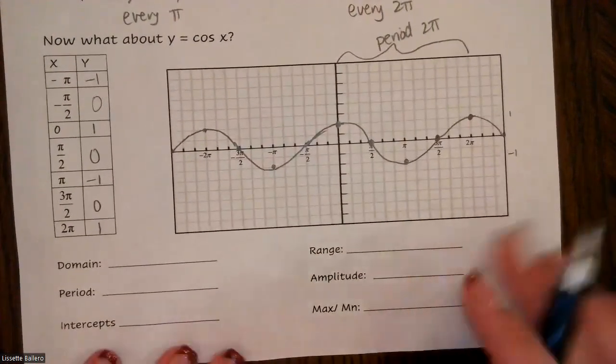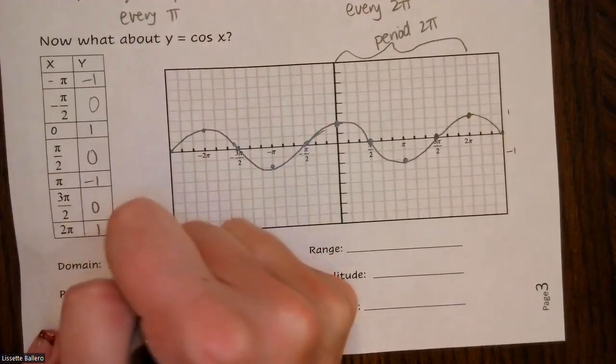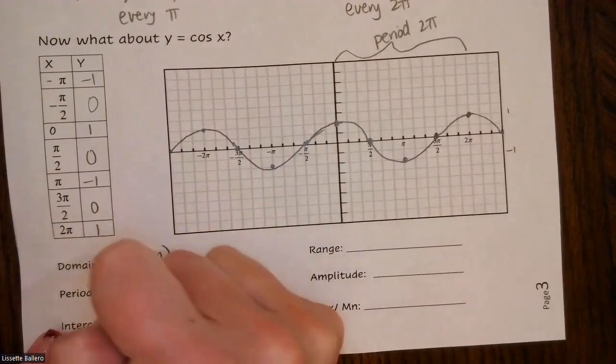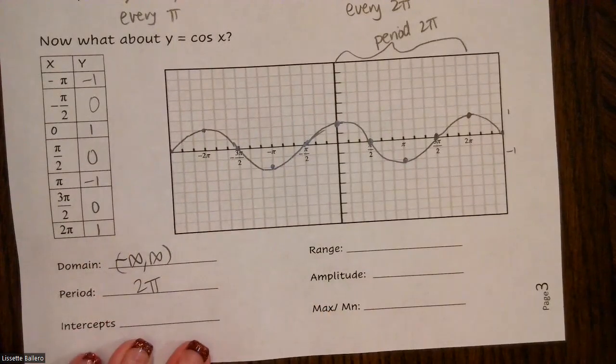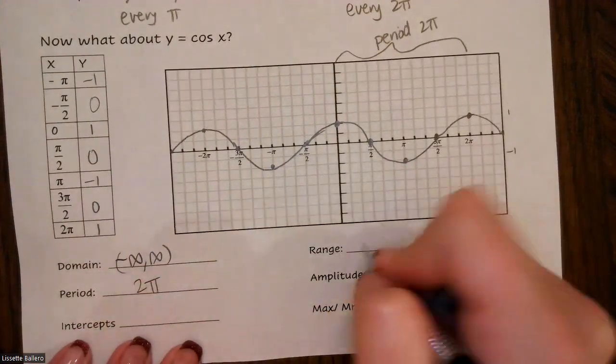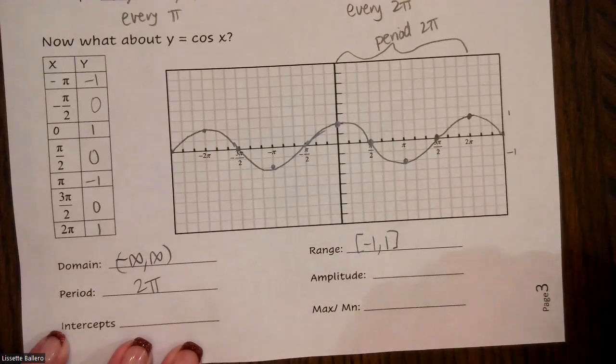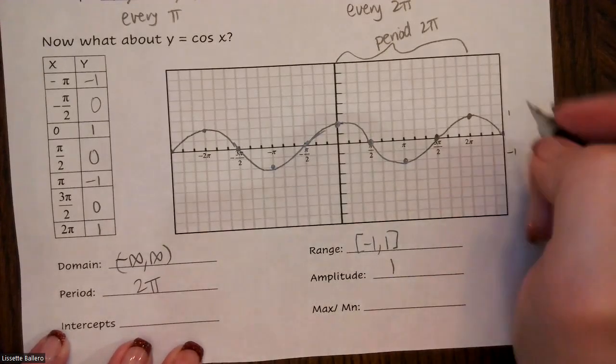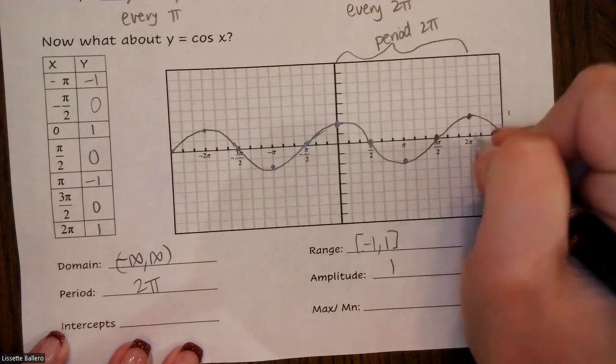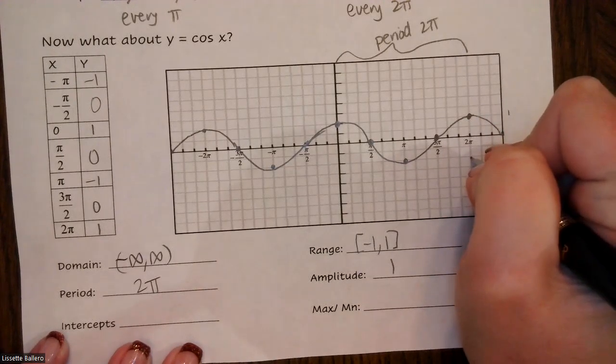So there's our first period. So let's go over this domain. Again, it's from -infinity to infinity. The period here was also 2 pi. For our range, it went from -1 to 1. Our amplitude was 1 again, because from the center to the top, it is 1 unit, and from the center to the bottom, it's 1 unit.